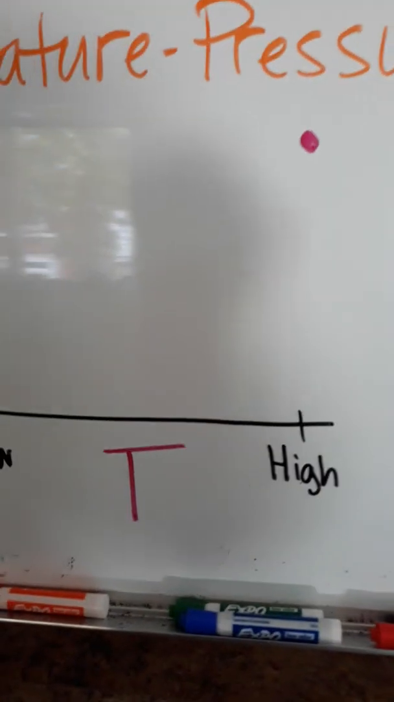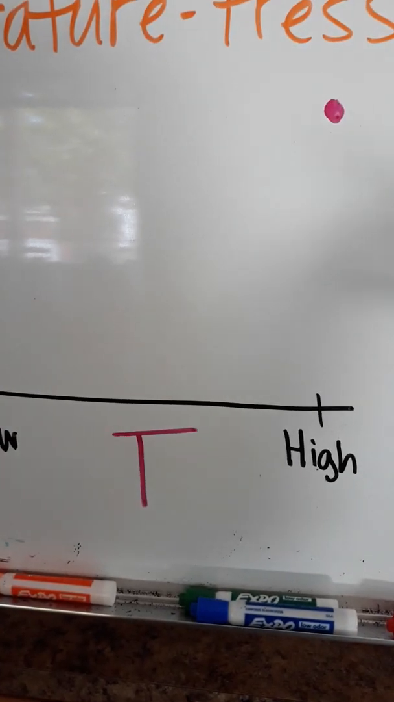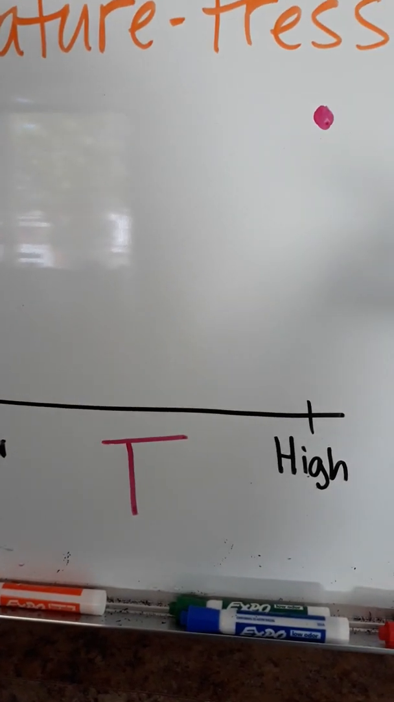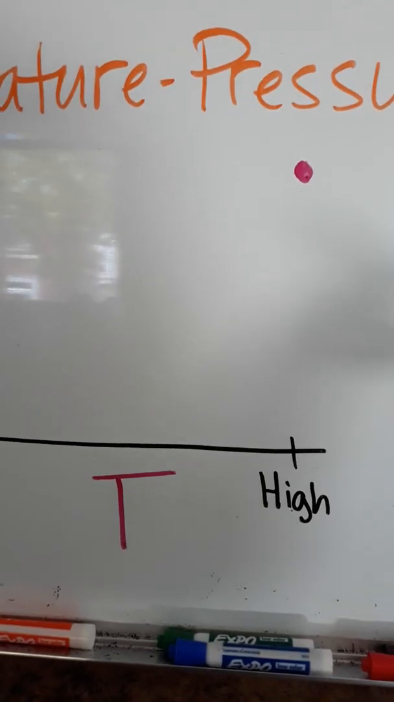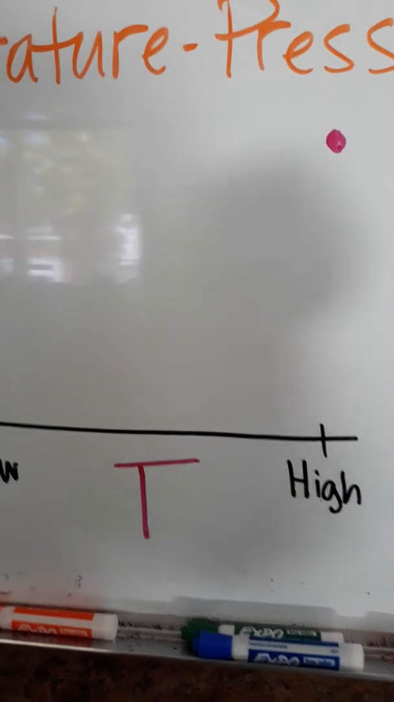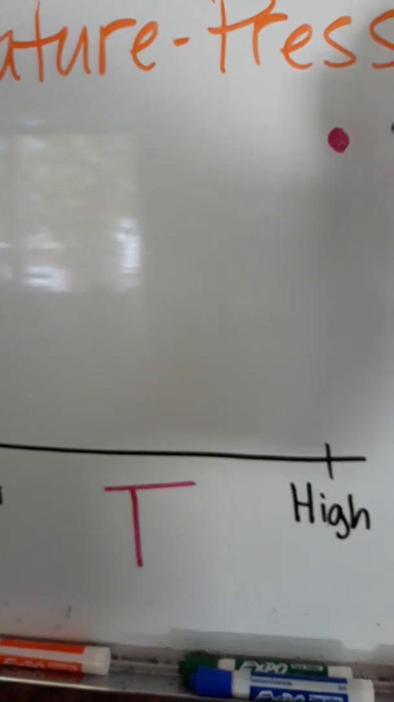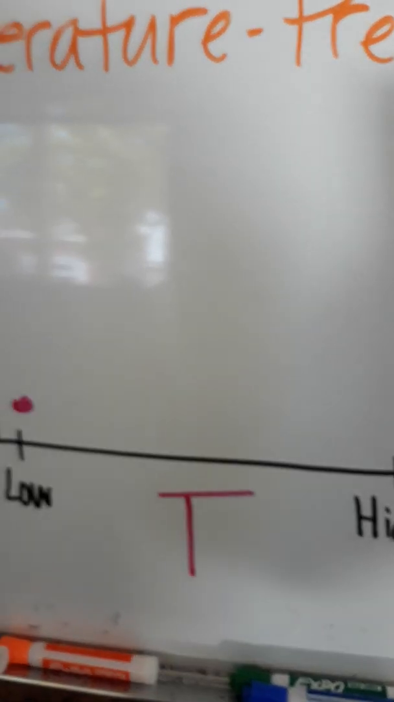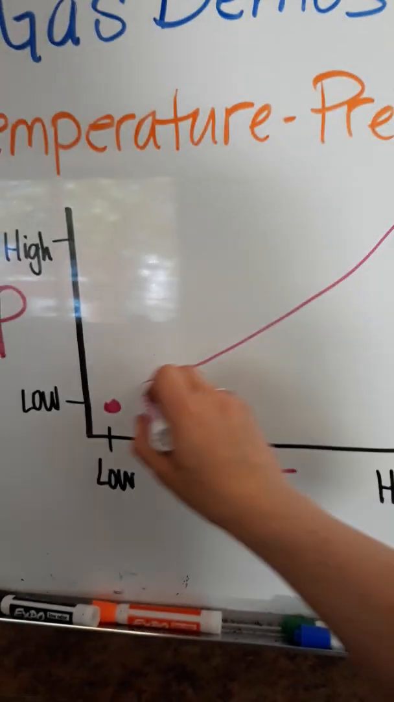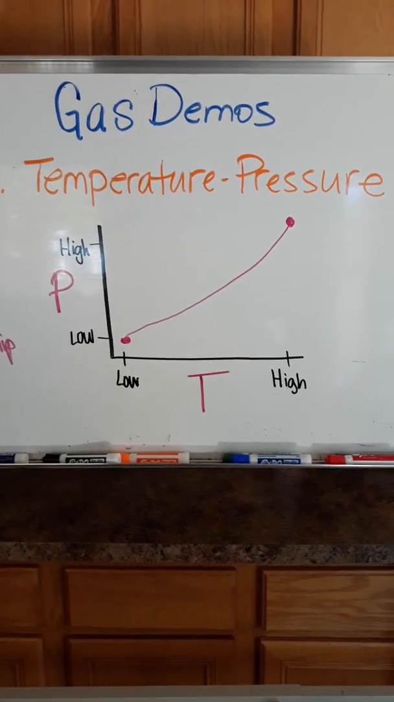Now remember, the temperature as it goes up, it's going to cause molecules to move around faster and to bounce off each other and the walls of the container, in this case the popcorn kernel, with more force. So yeah, that's going to increase the pressure. And so my line then is going to look like that. There we go.